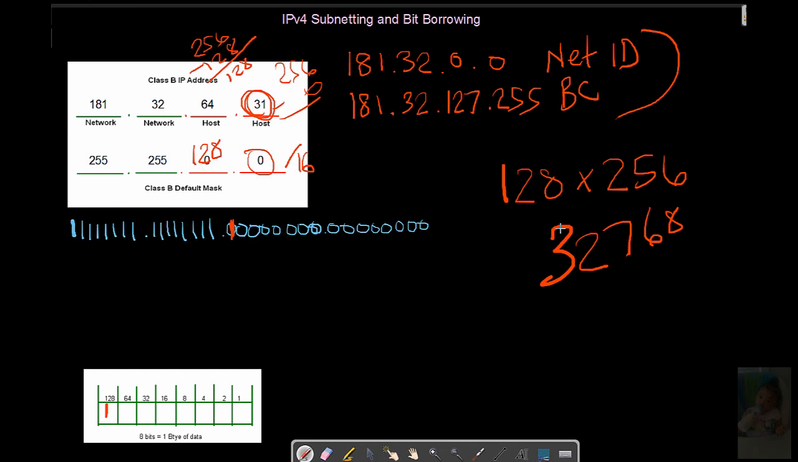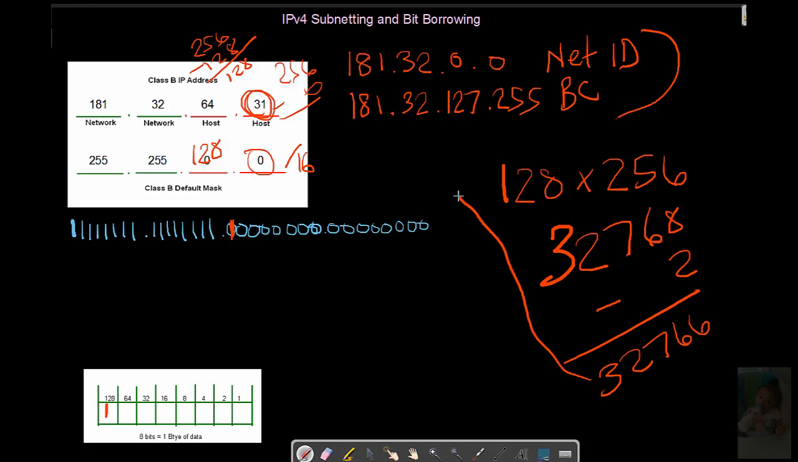Now we have a usable range, right? We take the 2 away, we can have 32,766 unique devices inside this network. Alright? And that's after borrowing 1 bit.